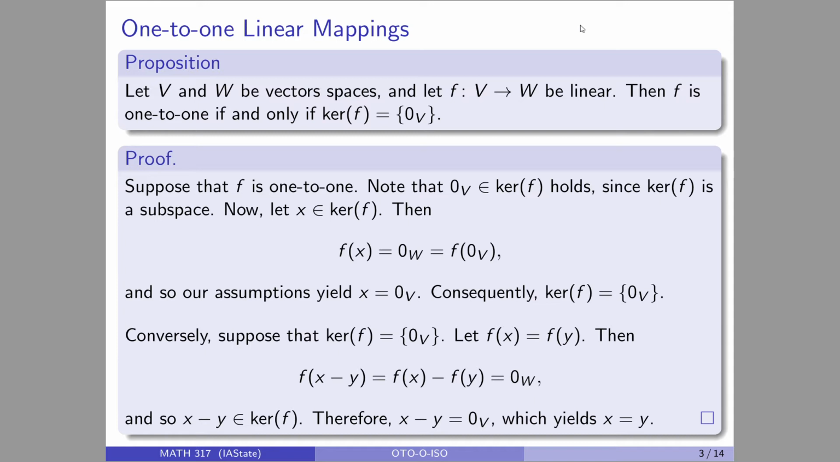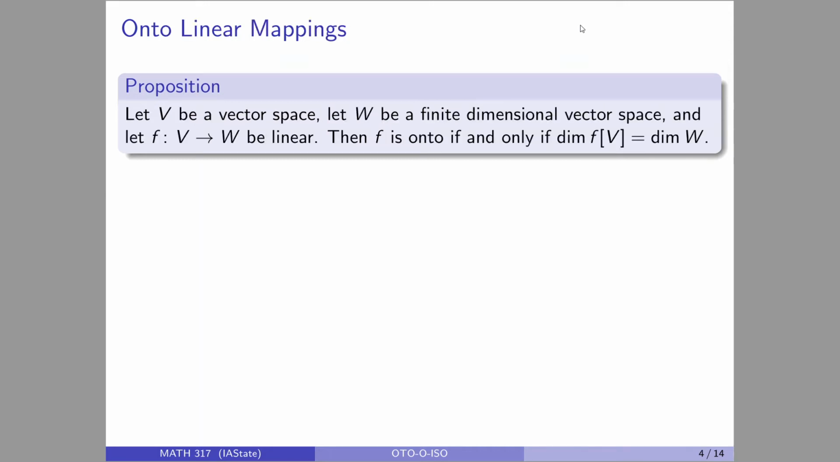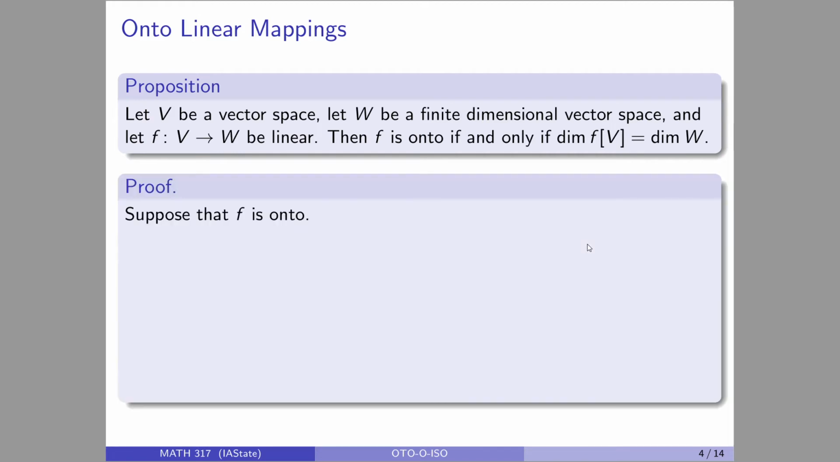We can do the same thing for onto mappings. A mapping is onto precisely when the dimension of its range and the dimension of its codomain are the same. So note, this is kind of like a different version of the rank nullity, right? Before, we had that the domain is finite dimensional. Here the range is finite dimensional. Okay, so you're onto precisely when the dimensions line up. So let's do that proof.